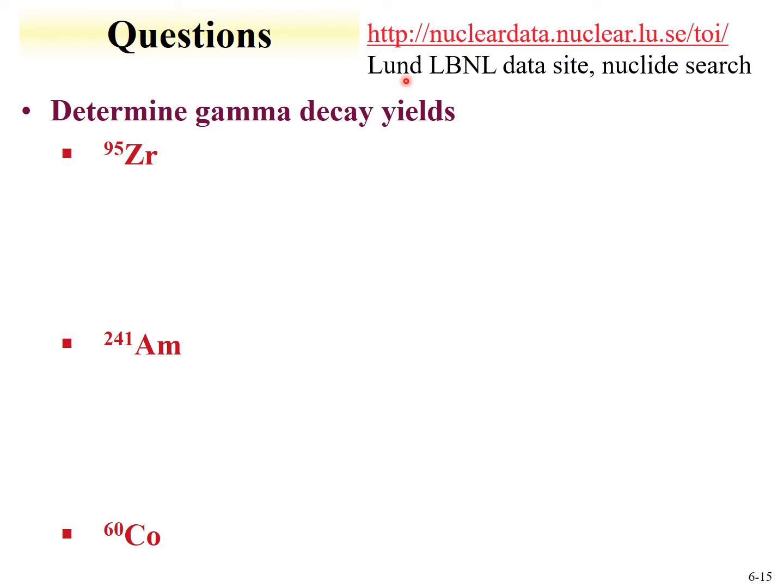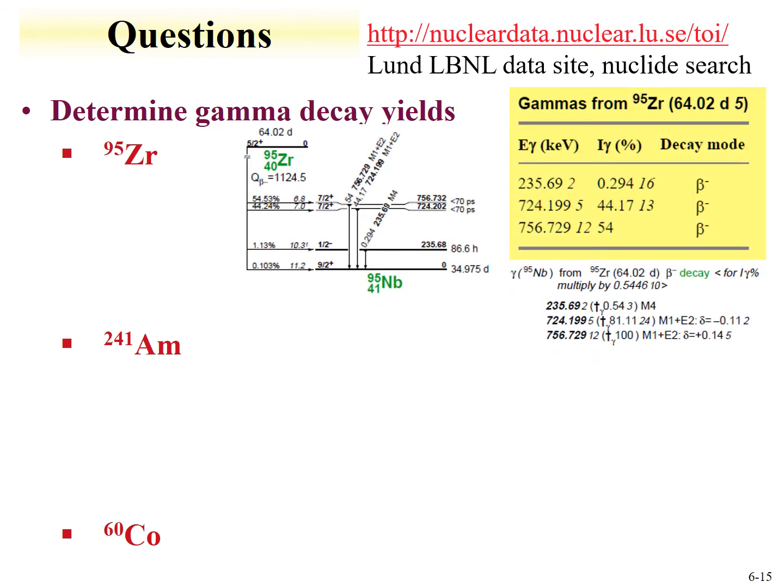This link is the Lawrence Berkeley National Laboratory data site. You can go to this link, select nuclide search, enter the isotope you're interested in, and it'll show you the gamma decay yields. So for instance, if we did this for zirconium-95, the data that you would get from the link is shown here. You would get energy and intensities in the decay modes.